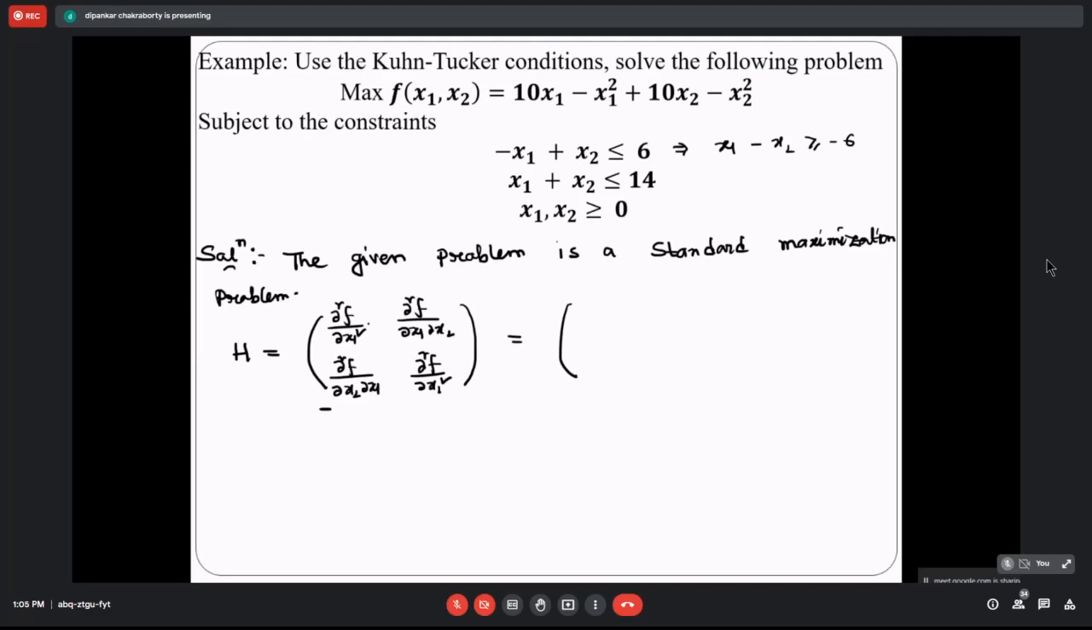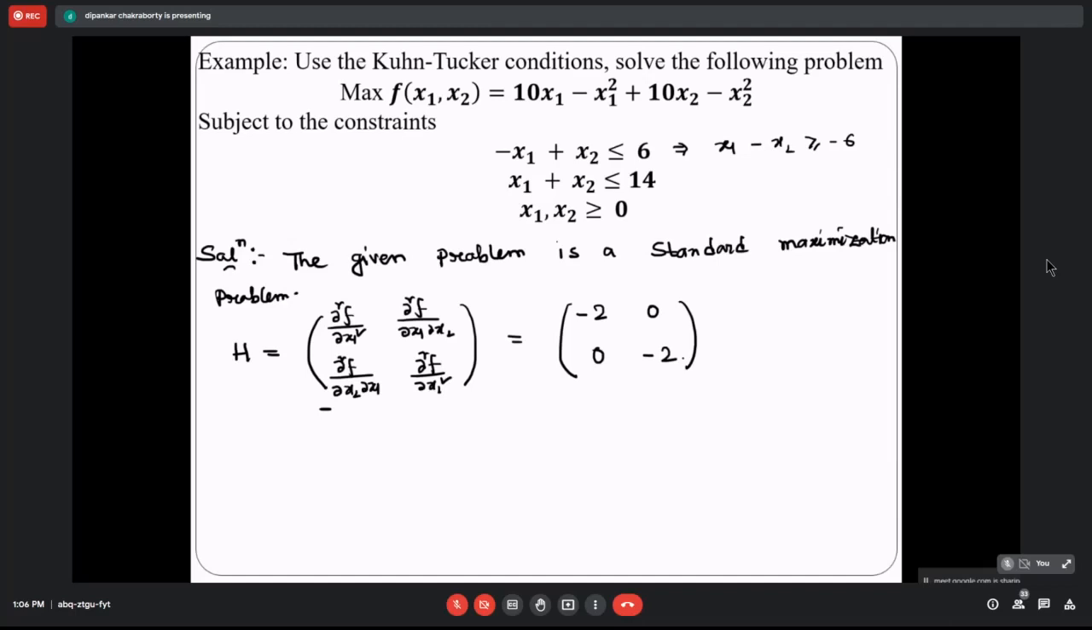What is del 2f, del x1 squared? Anyone? Del 2 of del x1 squared, what is that? Minus 2. There is no term with x1, x2, so it is going to be 0. Right? As this one is 0, this will also be 0. And del 2 of del x2 squared is minus 2.